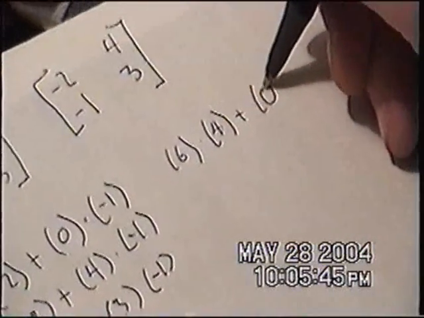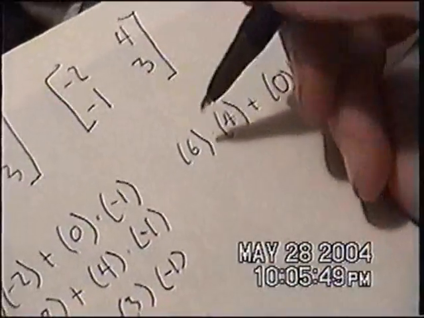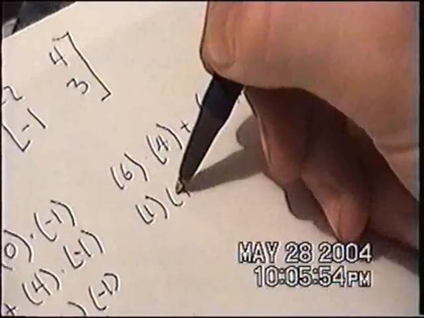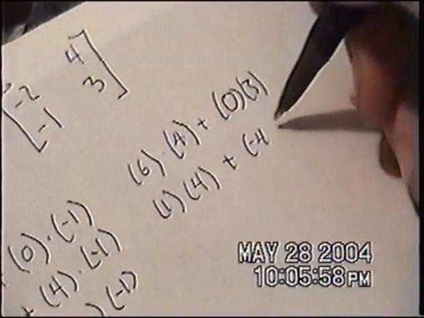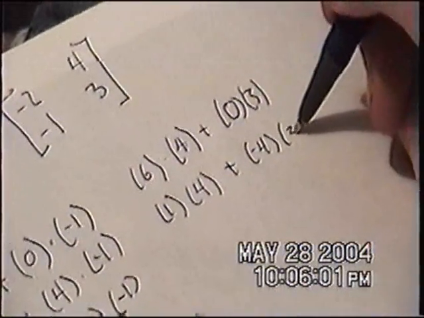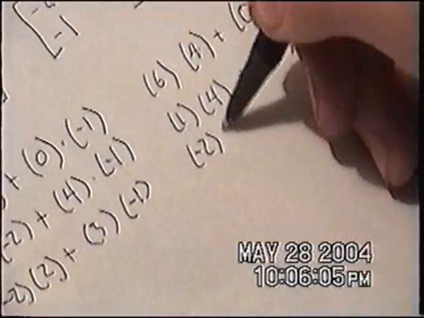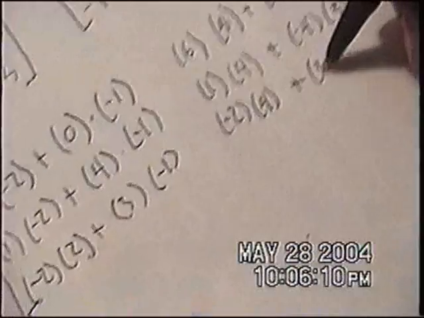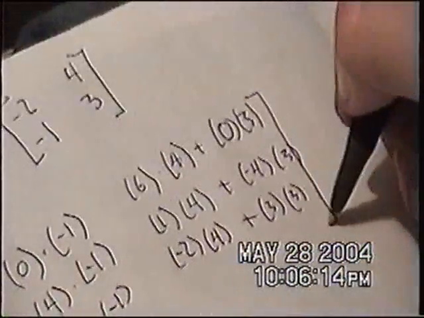plus 0 times 3. Now the second row, 1 times 4 plus negative 4 times 3. And now the third row. Negative 2 times 4 plus 3 times 3. Now we'll combine those.